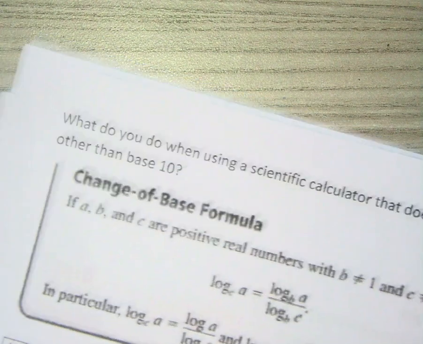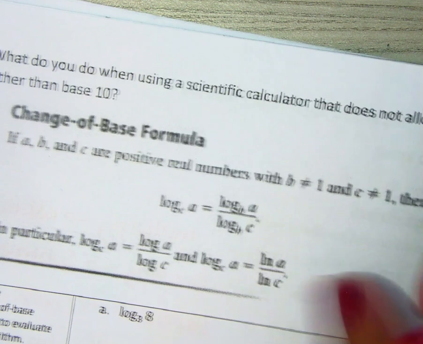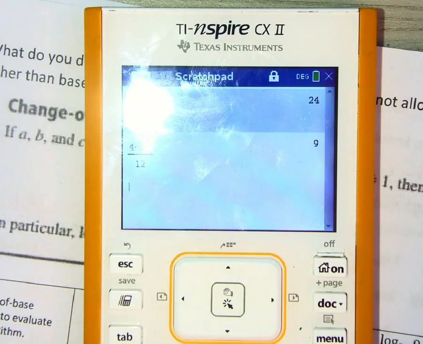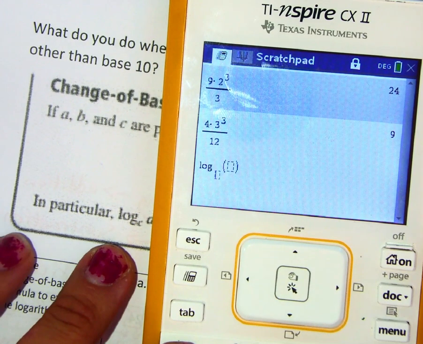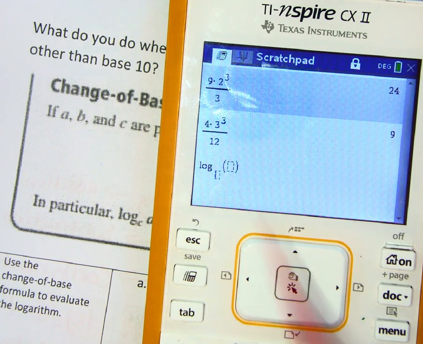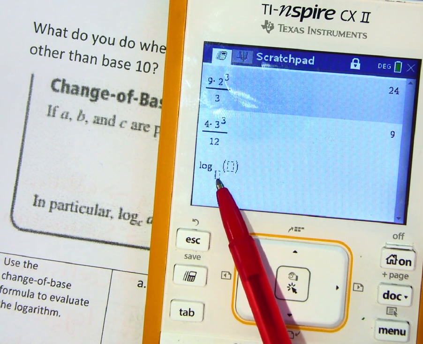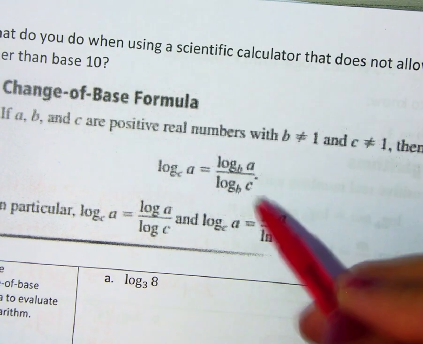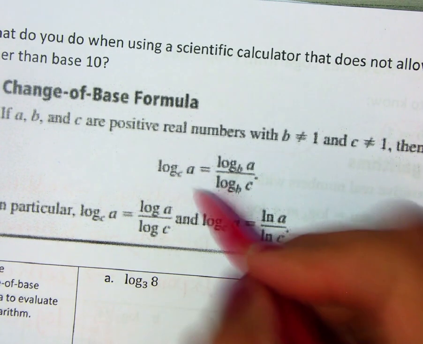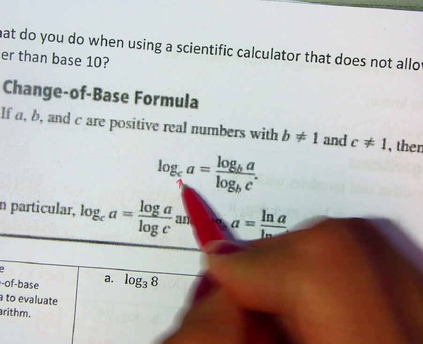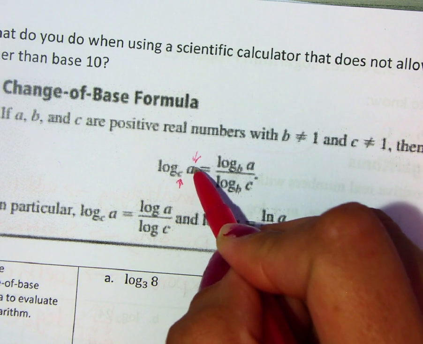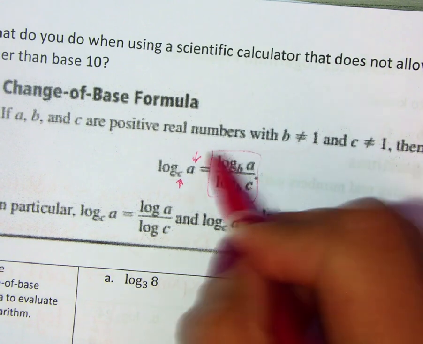All right, in the back of this paper, we have a scenario of what to do when using a scientific calculator that does not allow you to use any base other than 10. The graphing calculators we have in class do let us type log with a base. But with a scientific calculator, that is not possible to change. It's just log, which means the base is 10. So whenever we want to change that, we want to follow this pattern where whatever base you have right now and whatever argument you have right now get broken down into a division of logs with the new base.